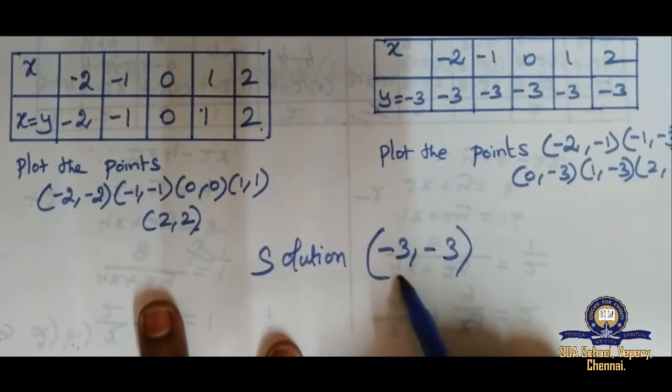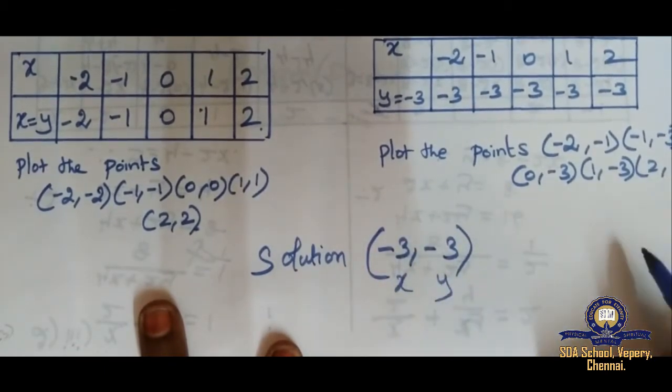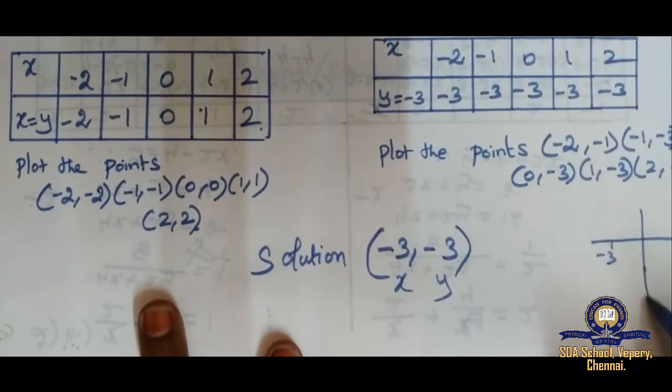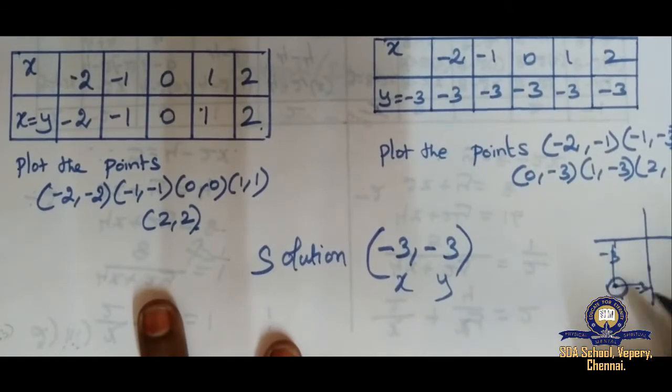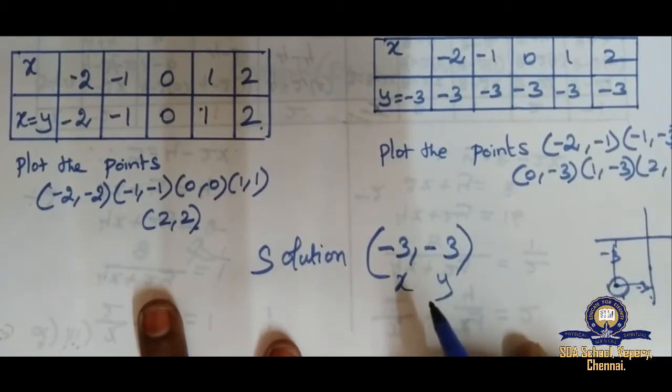You will get the x value as minus 3 and the y value as minus 3. Here x will be minus 3, then y minus 3 will come here. If you extend the two lines, they will meet at this point of intersection. So minus 3, minus 3 is the solution.